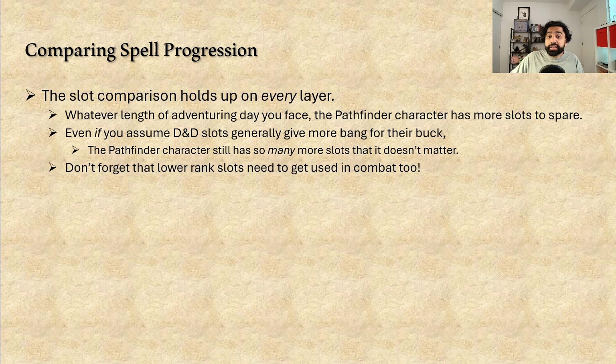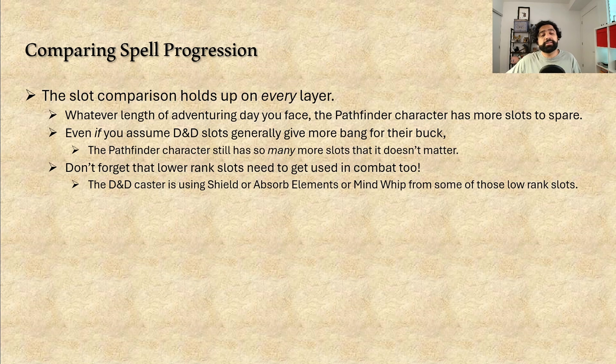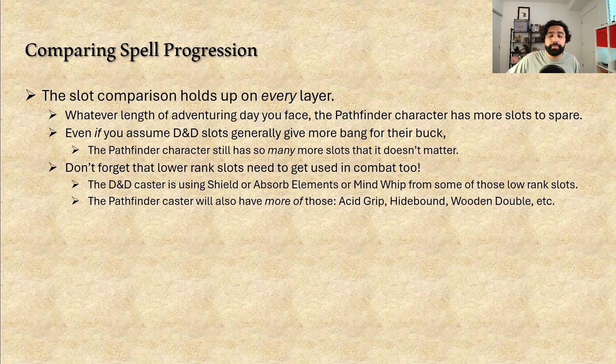And don't forget, lower rank slots also need to get used in combat to some degree in both games. In D&D, you might be using those lower rank slots on Shield, Absorb Elements, or Tasha's Mind Whip. In Pathfinder, you might be using them on Hidebound and Wooden Double and Acid Grip. And the Pathfinder caster will also have more of those, which means once you consider that those lower rank slots are being strained as well, there's an even bigger gap in what the Pathfinder character gets to spare for utility. No matter how you look at it, the comparison is going to hold up.